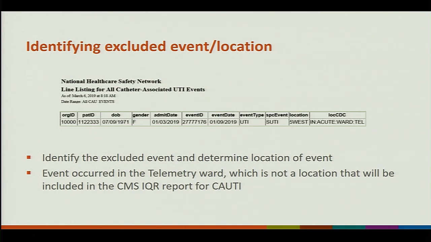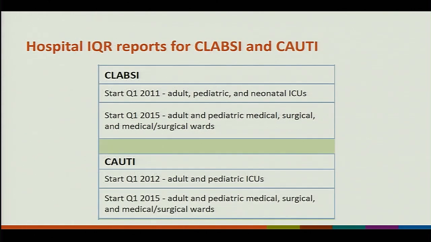Now, why is this? Why are they not included? Well, that's because there are specific units that are reportable per the CMS program. For CLABSI and CAUTI, here are the reportable locations. For CLABSI, it's adult, pediatric, and neonatal ICUs, and adult and pediatric medical surgical wards. For CAUTI, it's adult and pediatric ICUs, and adult and pediatric medical surgical wards. So your acute, your mixed acuity wards, your telemetry wards, they won't be included in your IQR reports.